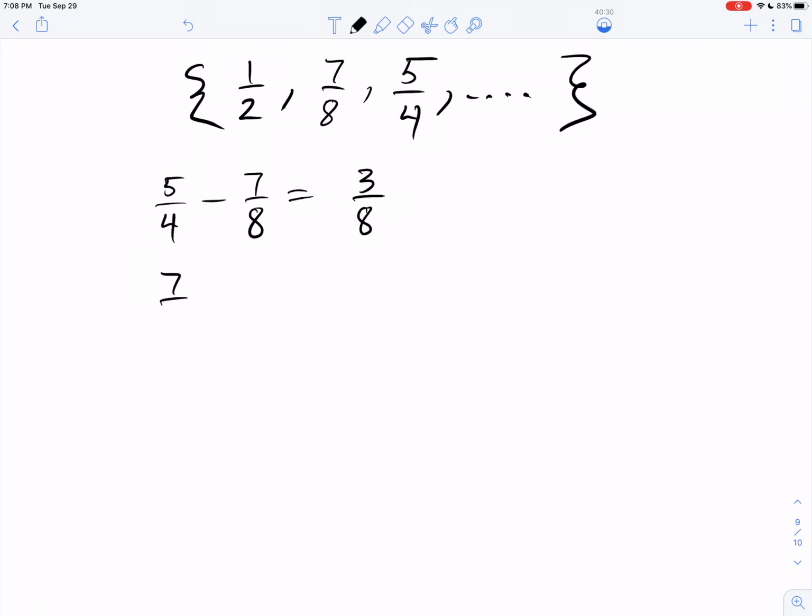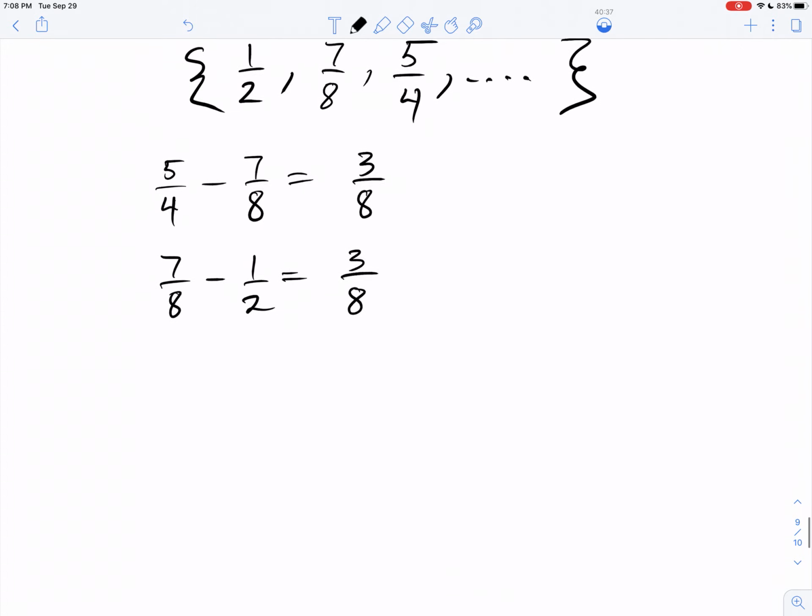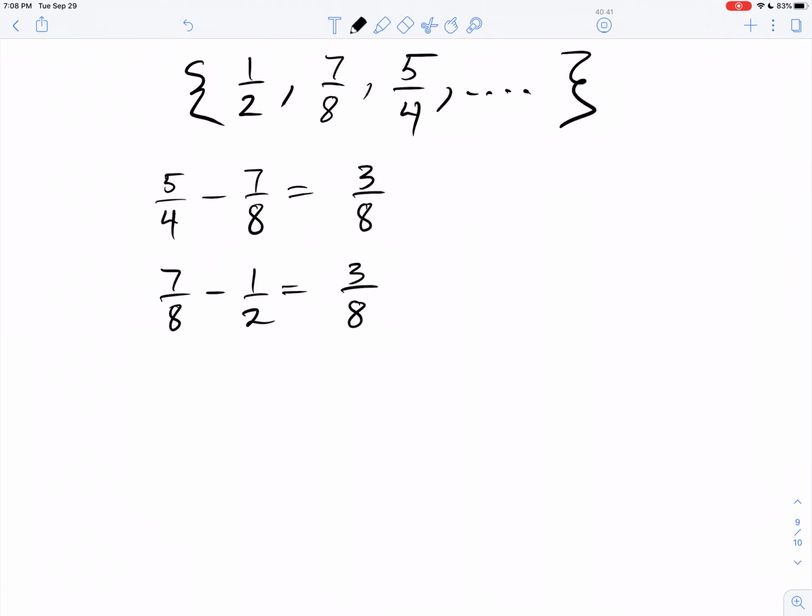Take any number in the list. Subtract what came before it. You better get that same number, or else that thing is not arithmetic. Since I was able to take any number in the list, subtract the one that came before it, I got this.